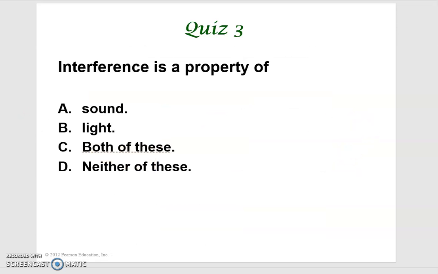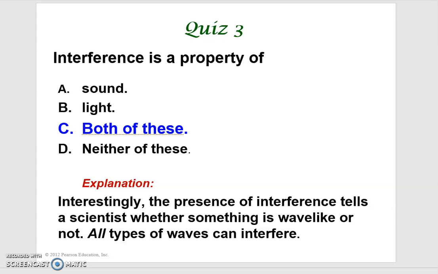Now let's try to study the third conceptual quiz today. And the answer is C. So the sound wave is a longitudinal wave, the light is a transverse wave. But no matter what kind of wave it is, they are intrinsically a wave. Yeah? So interference is a property for all kinds of wave, not just for a particular kind of wave.